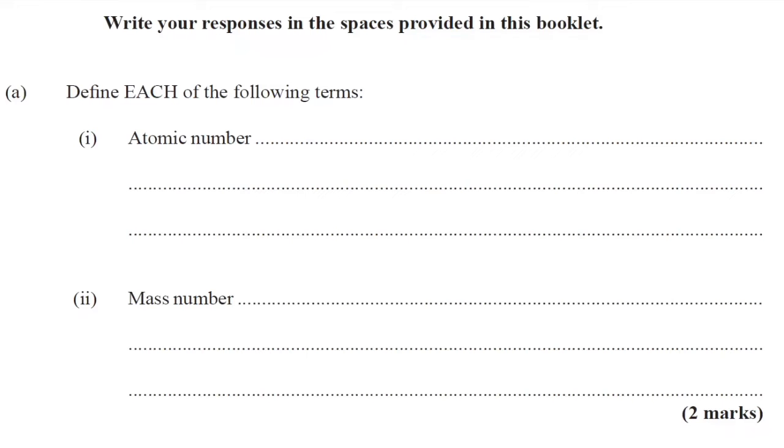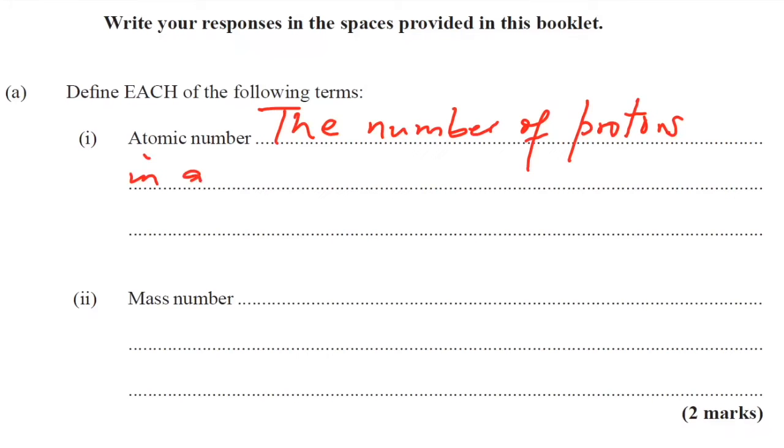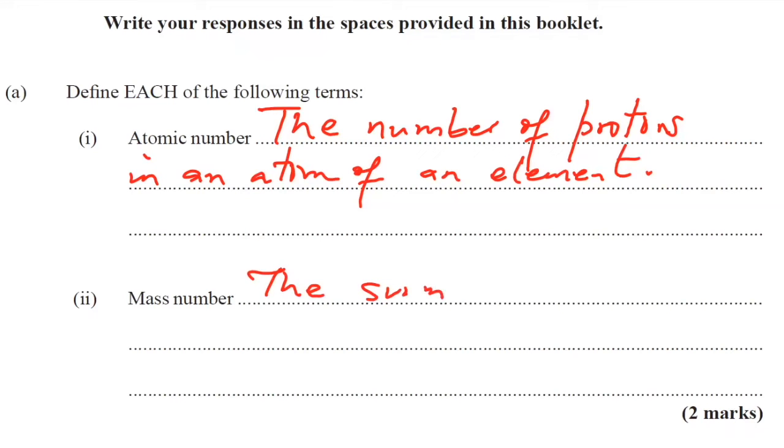So let's go. All right, so 4A, define each of the following terms. So part 1, the first one, atomic number. Atomic number refers to the number of protons in an atom of an element. Mass number, this refers to the sum of the protons and neutrons in an atom of an element.